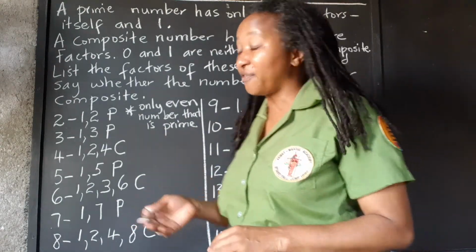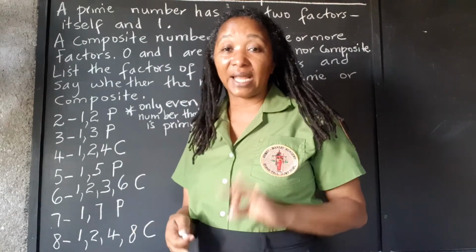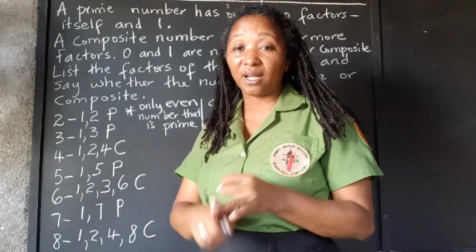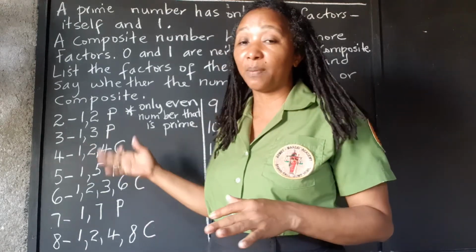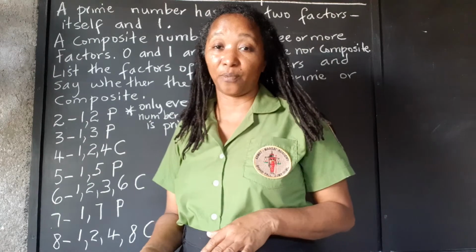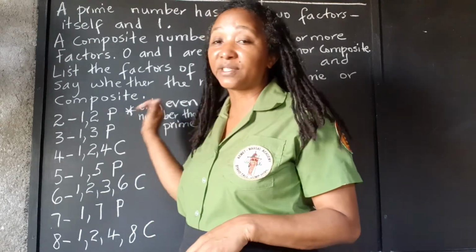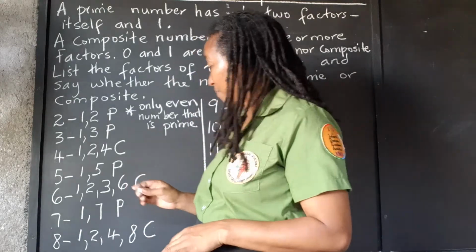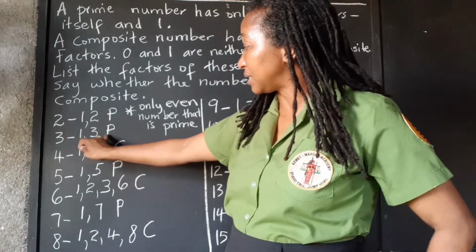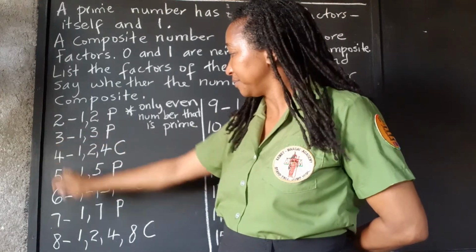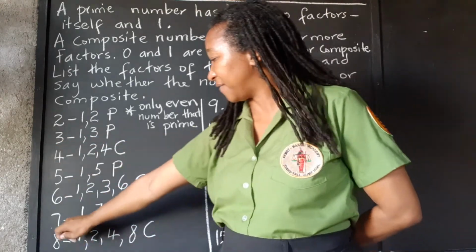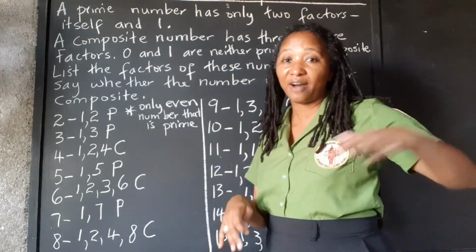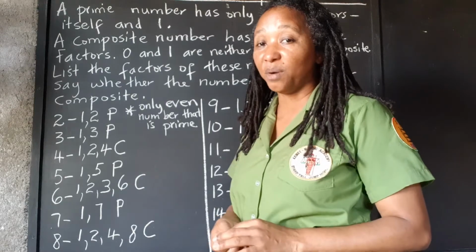Because all other even numbers would automatically have at least 3 factors, because 2 can go into them, they can go into themselves, 1 can go into them, and some of them have other factors too that can go into them, right? So remember that 2 is the first prime number, and 2 is the only even number that is prime. If you look at all the other prime numbers, you see that they are odd. 3 is odd, 5 is odd, 7 is odd, 11 is odd, 13 is odd. And we have many, many more prime numbers, right?